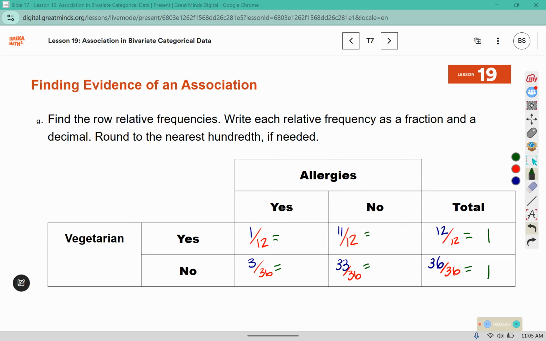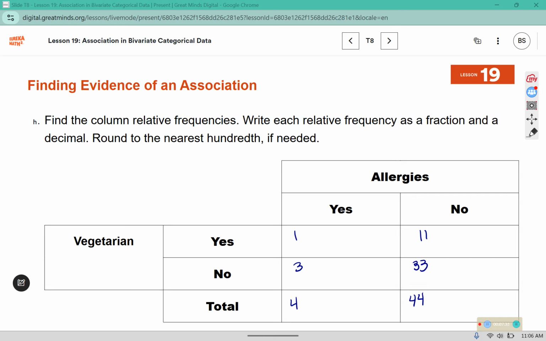1/12 is 0.083 repeating, but the 3 tells us to leave it. 11/12 is 0.916, but the 6 makes the 1 round to 2. 3 divided by 36 is 0.083 repeating, but the 3 tells it to stay as an 8. And 33 out of 36 is 0.916, and the 6 rounds the 1 up to a 2.